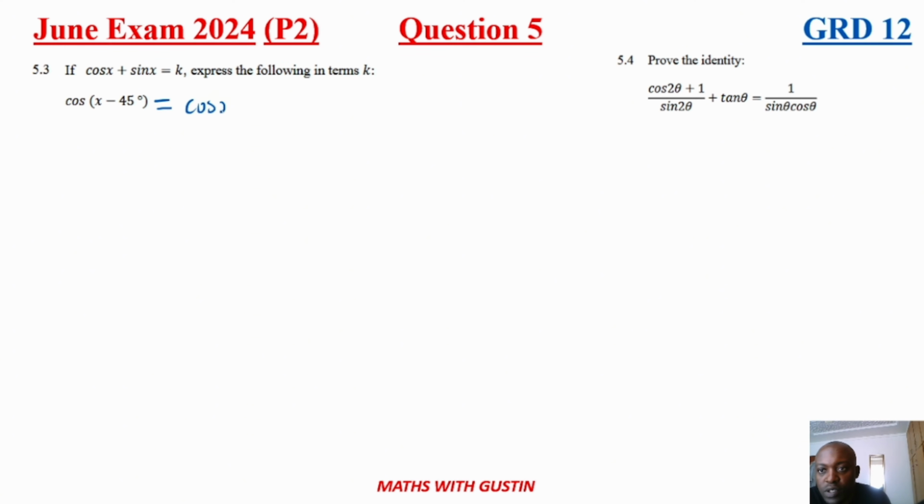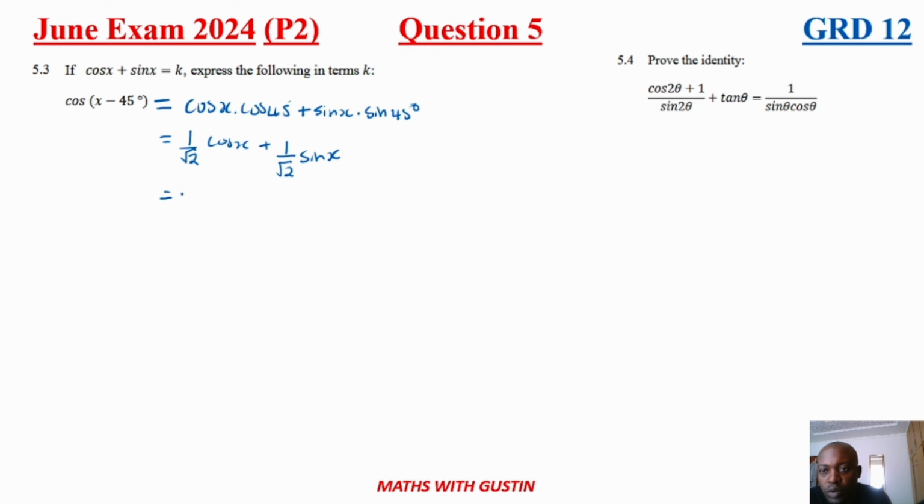So this will give us cos x, and then also multiply by cos 45 as well, and then it's going to give us plus sine x times sine 45. Okay, so therefore when you simplify this, it is going to be 1 over square root of 2 cos x plus 1 over square root of 2 sine x.